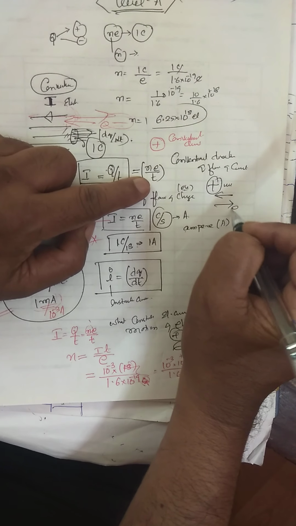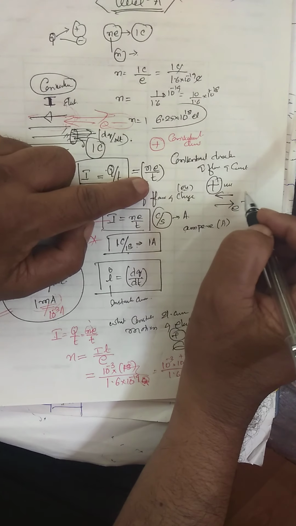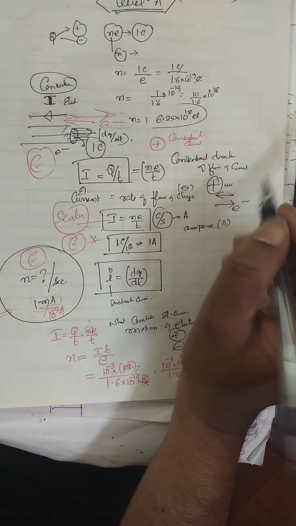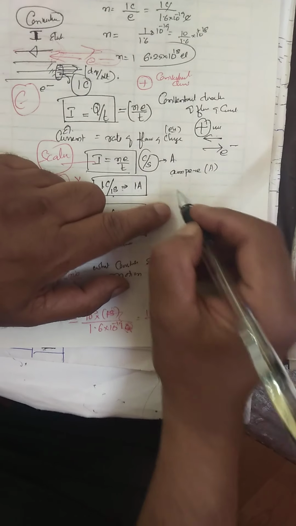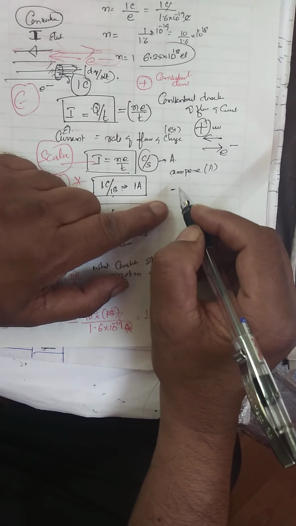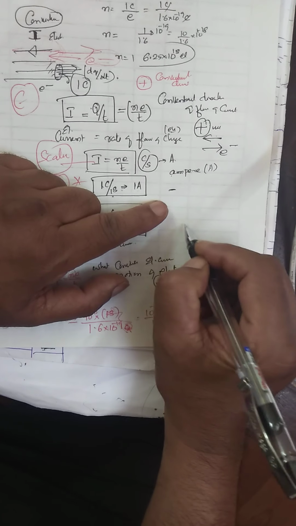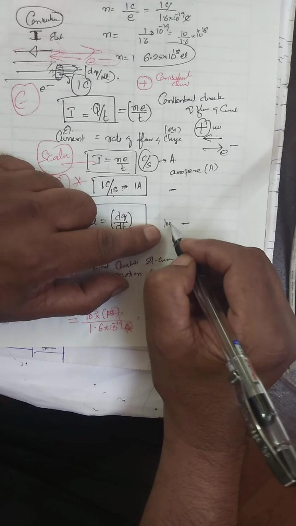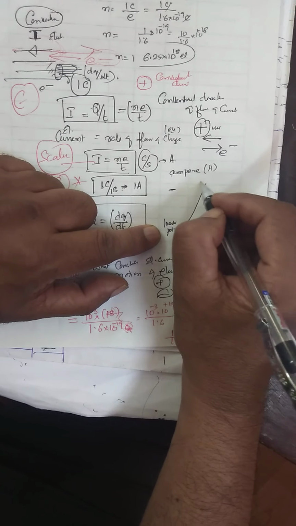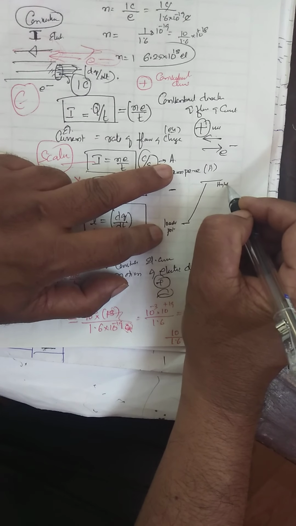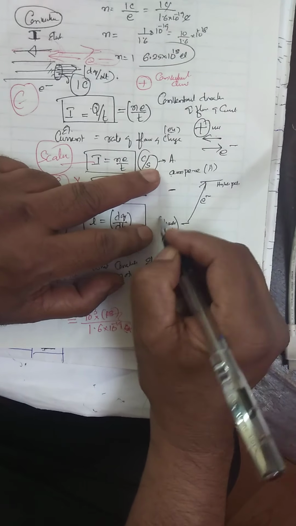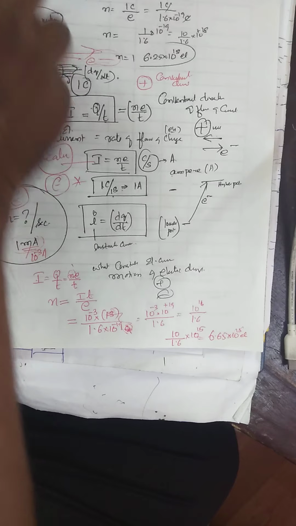When electrons flow in one direction, conventional current moves in the opposite direction, right? Again, I will tell you, electrons move from lower potential to higher potential. Electron moves from what? Lower potential to higher potential.